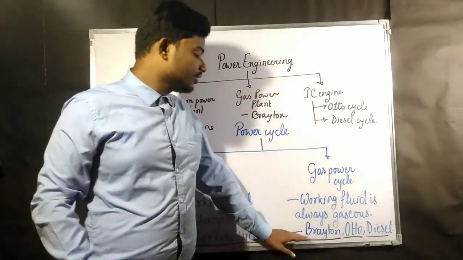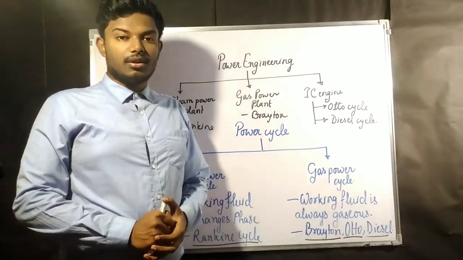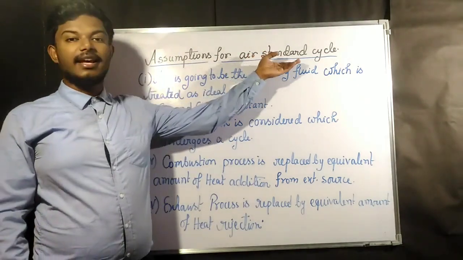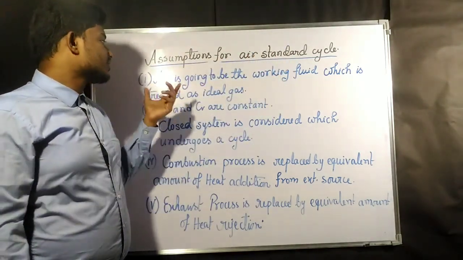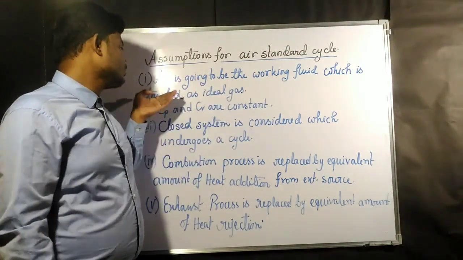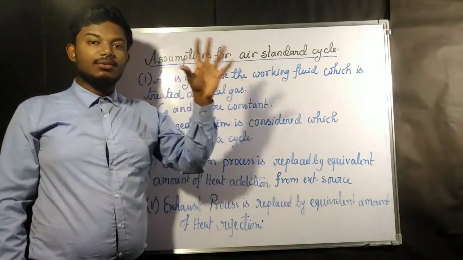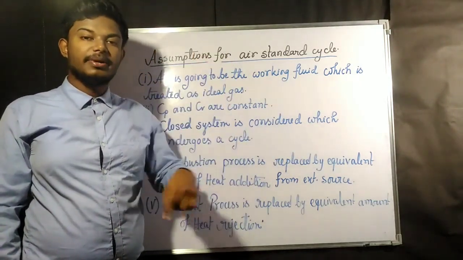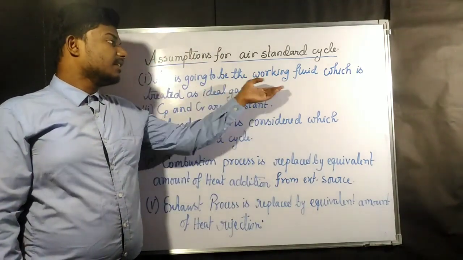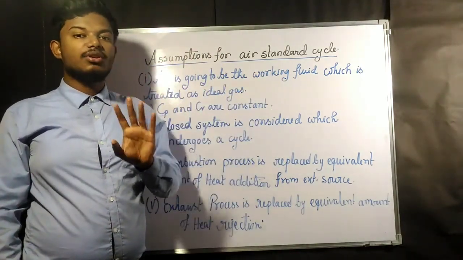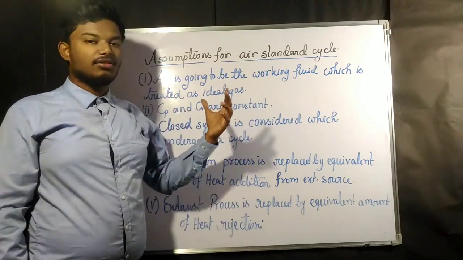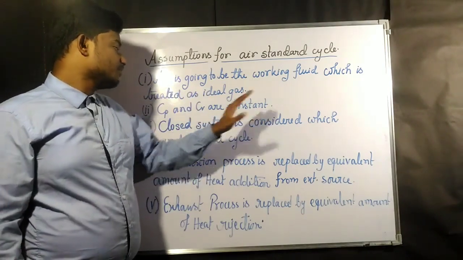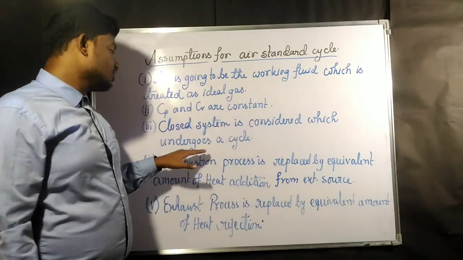Now we are going to start with our Brayton cycle. First we are going to see the assumptions for the air standard cycle. The assumption is that air is the working fluid, which is treated as an ideal gas. The working fluid in the different machine parts for completing the cycle is going to be air, and it will be considered an ideal gas. Cp and Cv are constant, so obviously if it is an ideal gas, the Cp and Cv values are going to be constant.